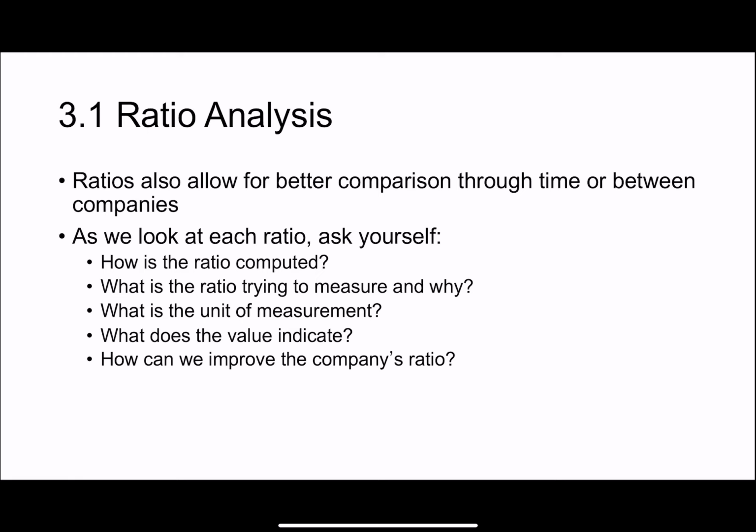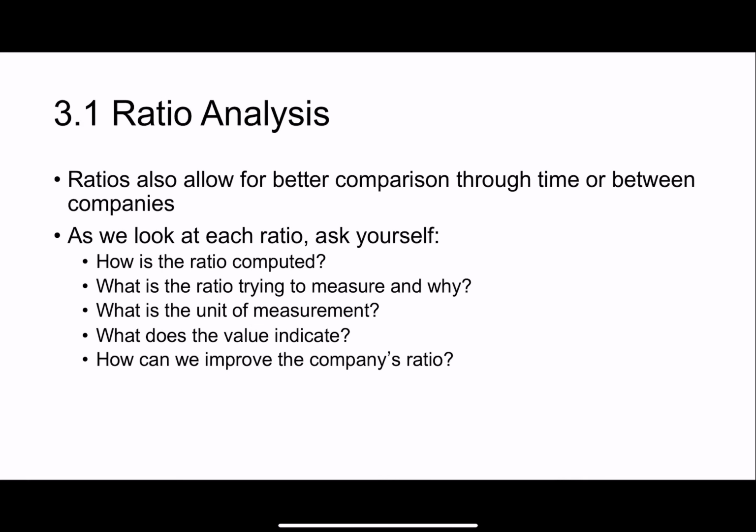All right. So when you look at any ratio, you have, for example, x divided by y. First of all, you need to understand how the ratio is computed, so we need to know what the x's and y's are. For instance, if I tell you to calculate profit margin, as you will see later, profit margin has a numerator and a denominator, so you need to understand what they are. That is how the ratio is computed: net income divided by sales. The next question is, what is the ratio trying to measure and why?